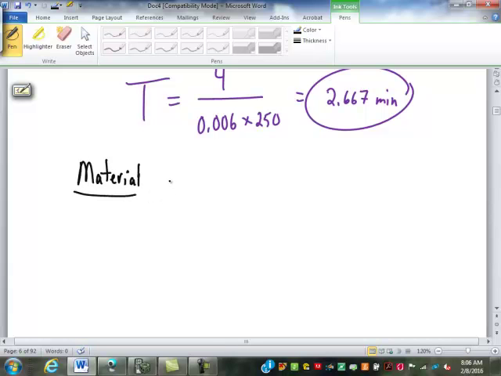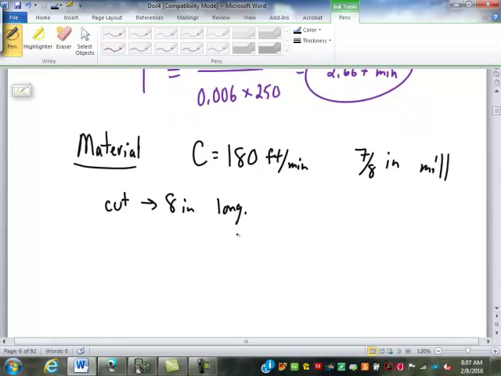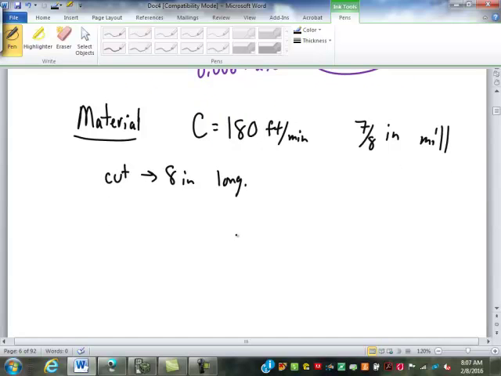So let's say we have a material that is rated for a surface cutting speed of 180 feet per minute. We are using a 7/8 inch mill, and we need to make a cut that is 8 inches long. How long is it going to take to make that cut? I want to give you guys a minute in your notes. See if you can figure that one out.